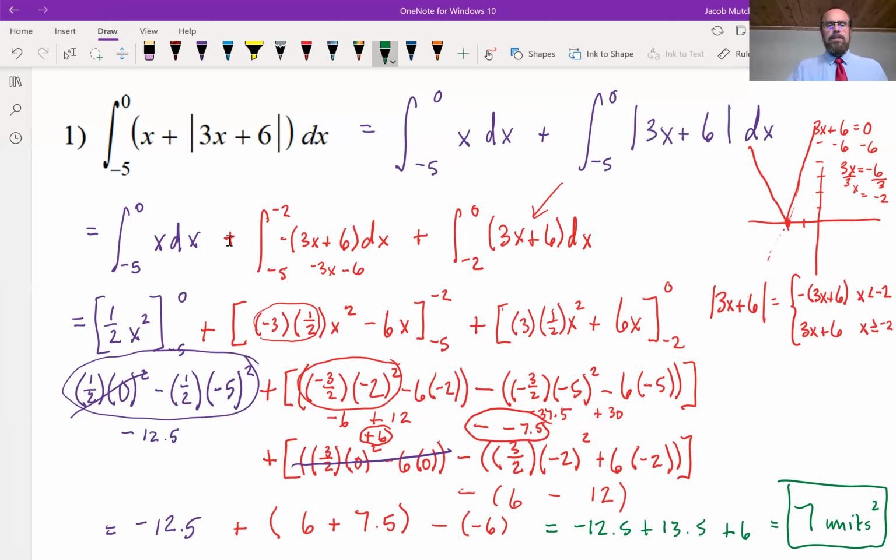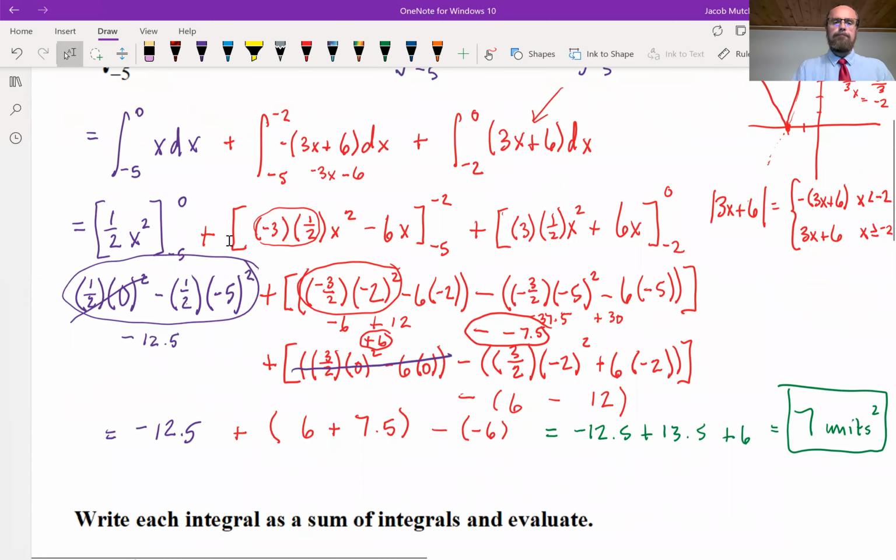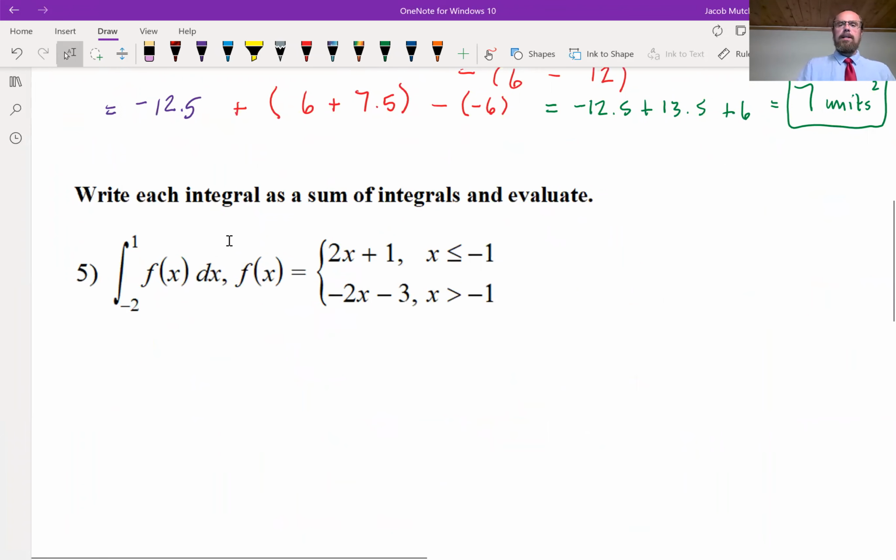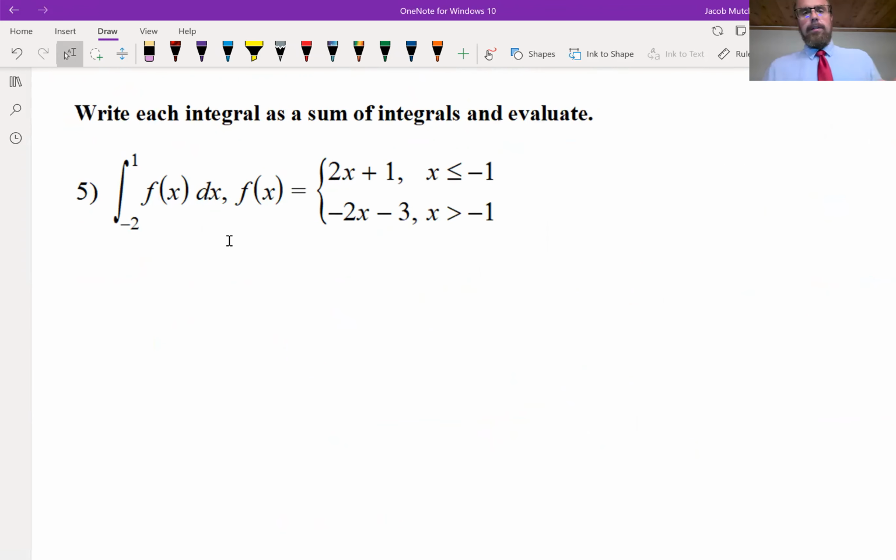All right, so that's an example where I have an absolute value function and I split it into two linear functions in a piecewise arrangement. Let's take a look at one second example that involves a piecewise function that's already defined for us. So here I want to integrate from negative 2 to 1 of f of x dx, and f of x is defined as 2x plus 1 when x is less than or equal to negative 1, and then changes over to negative 2x minus 3 when x is greater than negative 1.